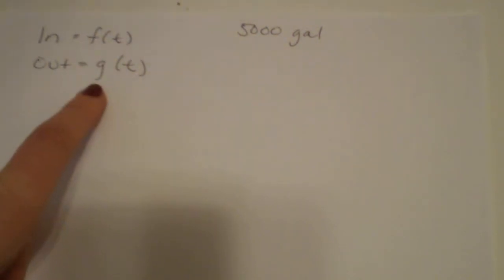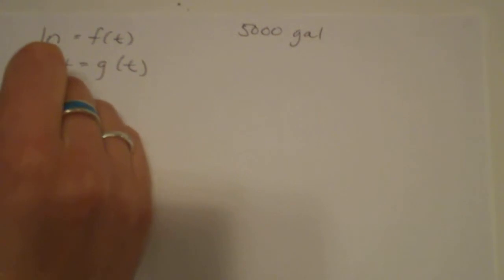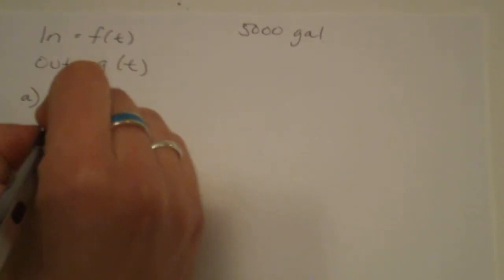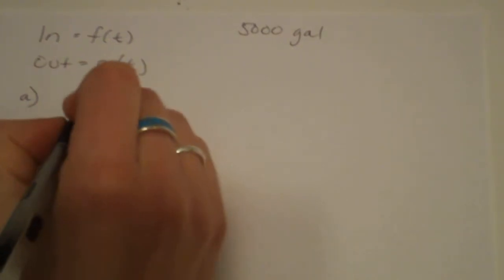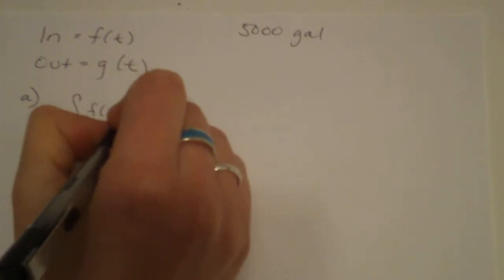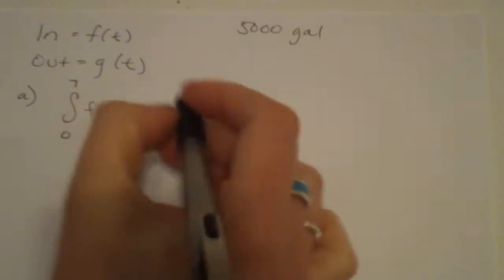Part A: how many gallons of water enter the tank during the time interval? All it's asking is how much water enters the tank. All I care about is F of T. I don't care how much leaves the tank, and I don't care how much was there to begin with. So for part A, I want to add up, that's an integral, all of the water entering the tank from 0 to 7 hours.